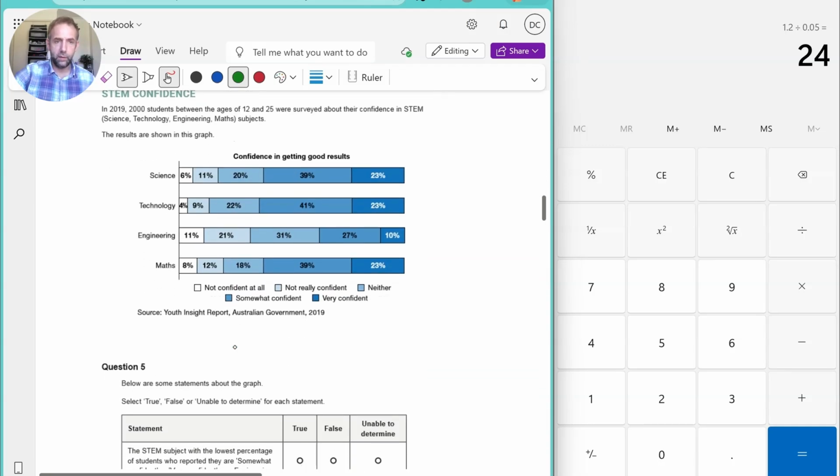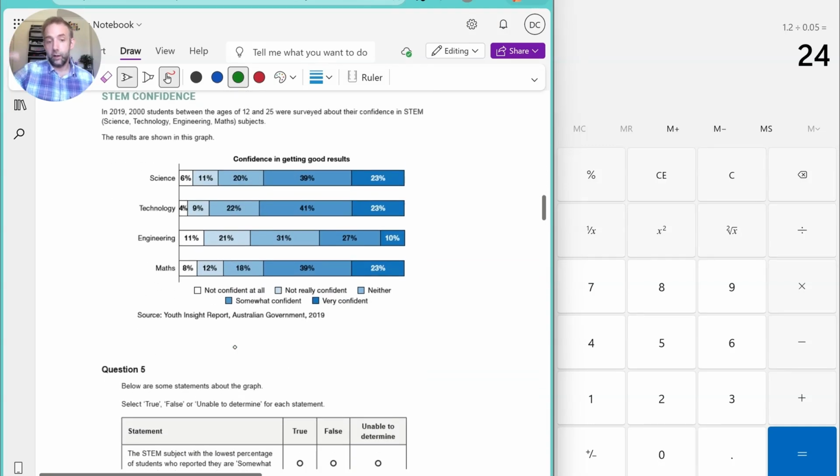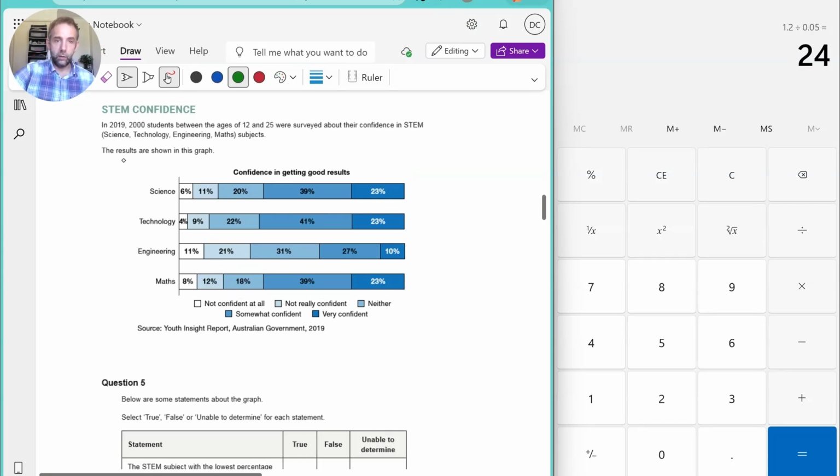Last question for this part of the video. So question 5. This is quite common in LANTITE. You've got some true or false. In more recent years, they put the unable to determine option as well. So let's have a look at this one. In 2019, there were 2,000 students who were surveyed between the ages of 12 and 25 about their confidence in certain subjects. And they could choose from not confident at all, which is represented by white. And then it goes through the different shades of blue.